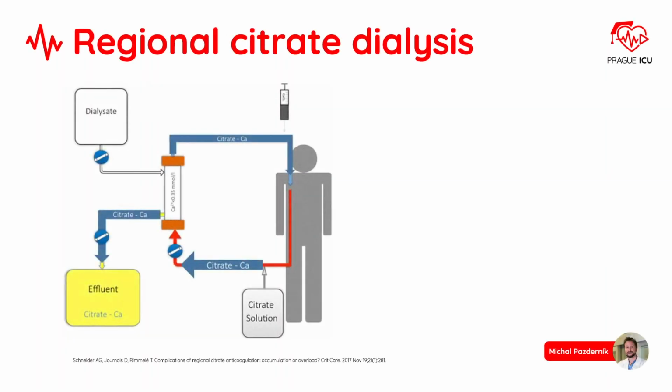This is an overview of regional citrate anticoagulation dialysis. We administer citrate solution before the filter. Citrate binds to calcium. Dialysate flow is running in counter direction to blood flow. Effluent contains citrate and calcium. Behind the filter, we administer calcium infusions. And you can also observe that there is still some citrate remaining that is returning to the bloodstream of the patient.